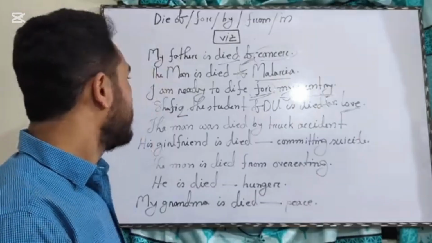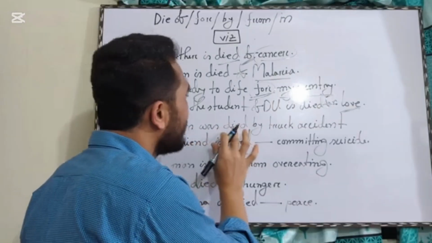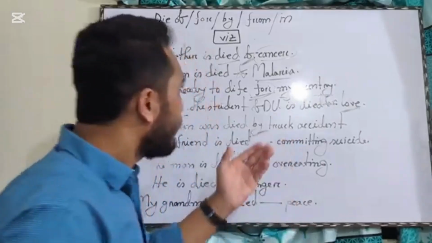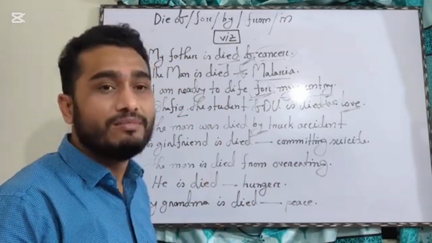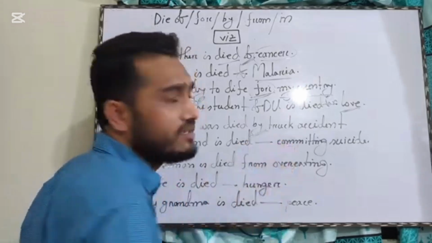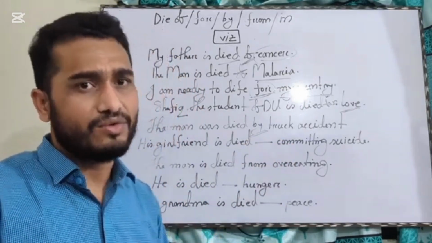So our fourth example is: the man was died by truck accident. In our last example, we used for with die, but with the same die, right now we have used by. And why have we used by? I'm going to clarify this.